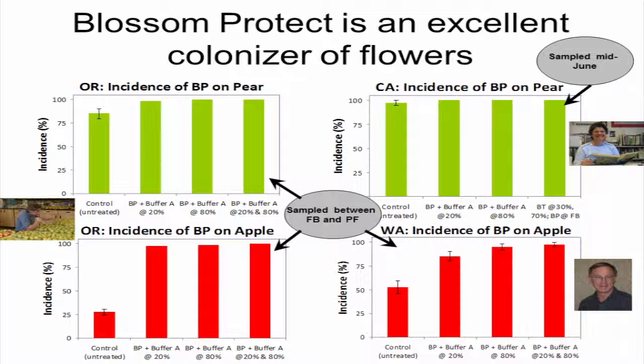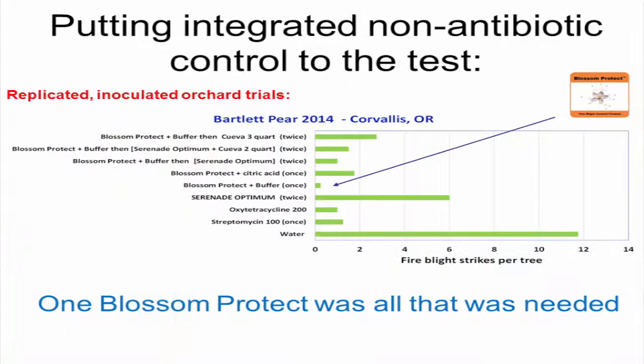And the yeast also spreads around, so if we put the yeast on at 20% bloom, almost all the flowers get colonized, even the non-treated flowers get colonized. So it's spreading around out there. And here's a trial we did last year just to see if we can control fire blight with yeast.